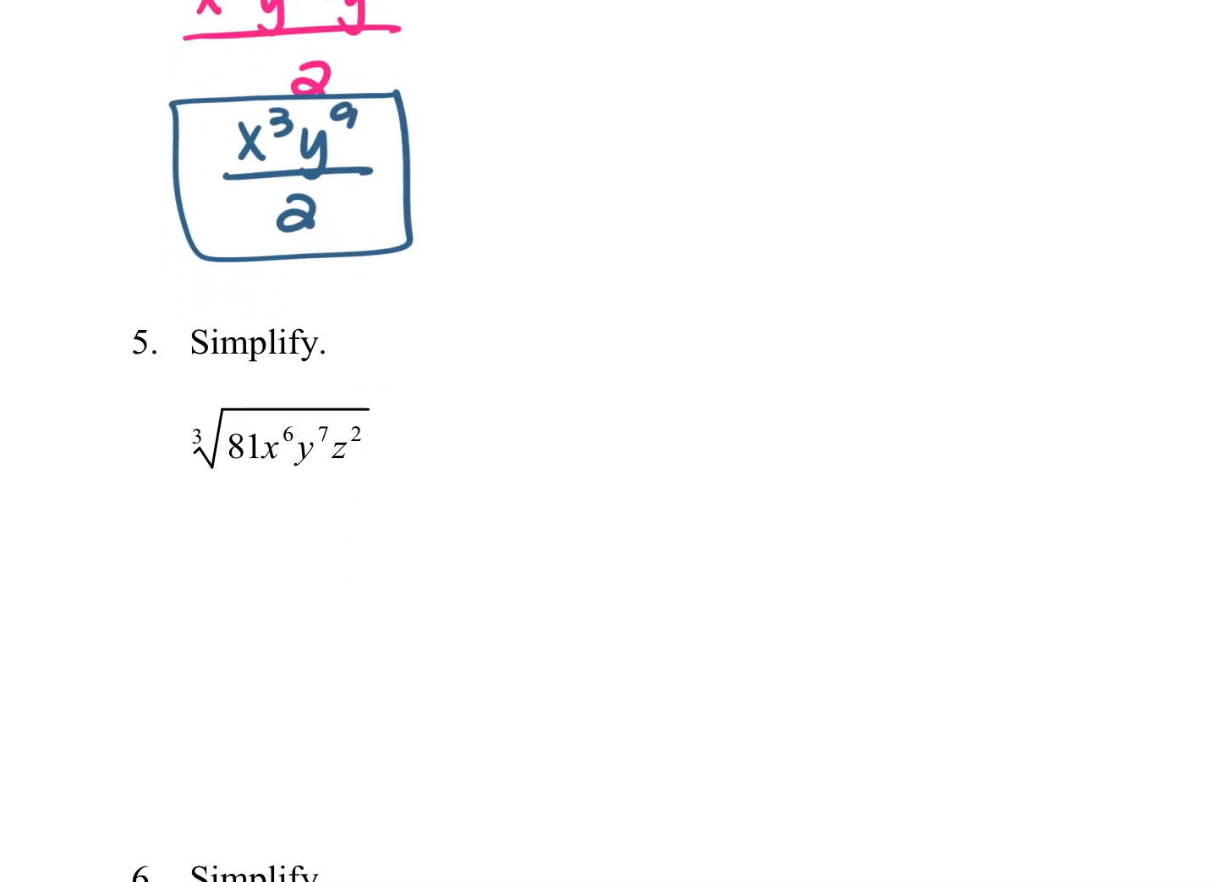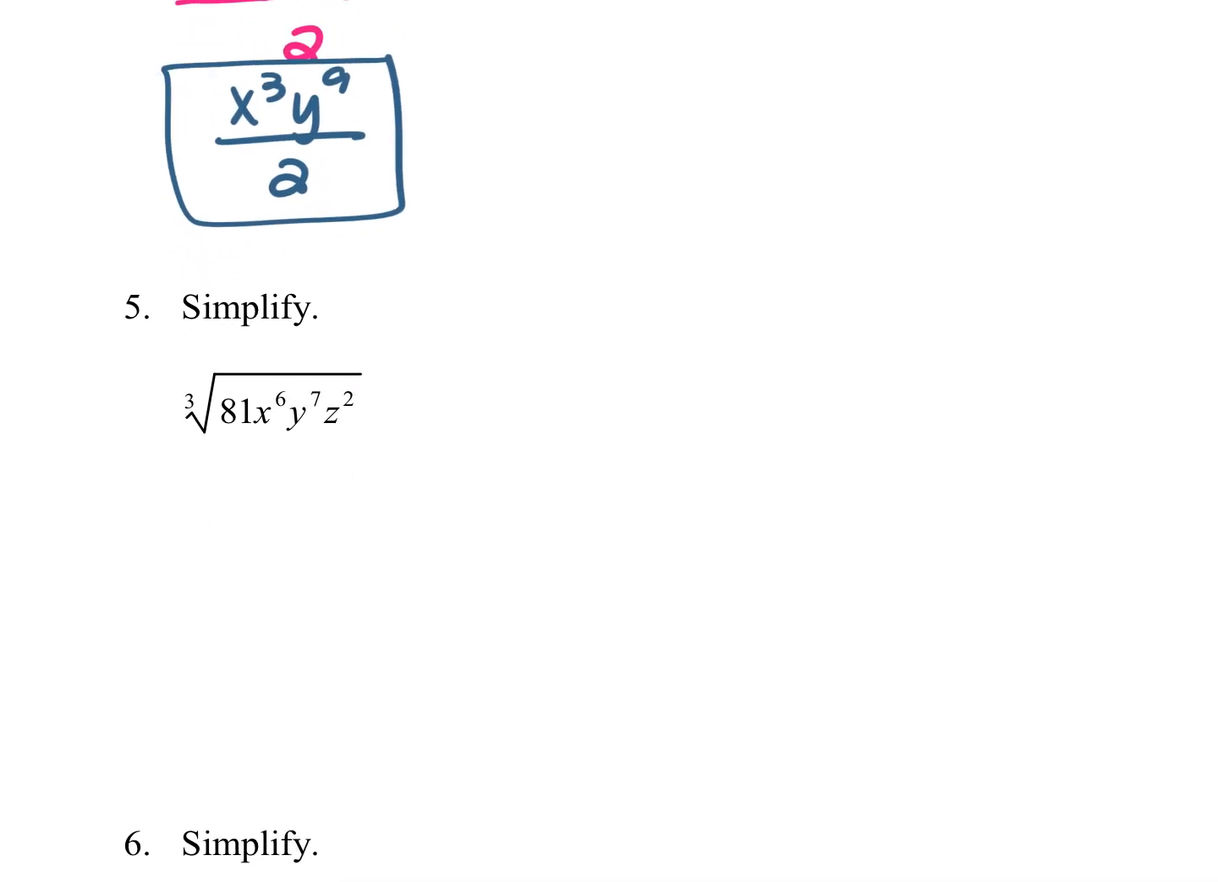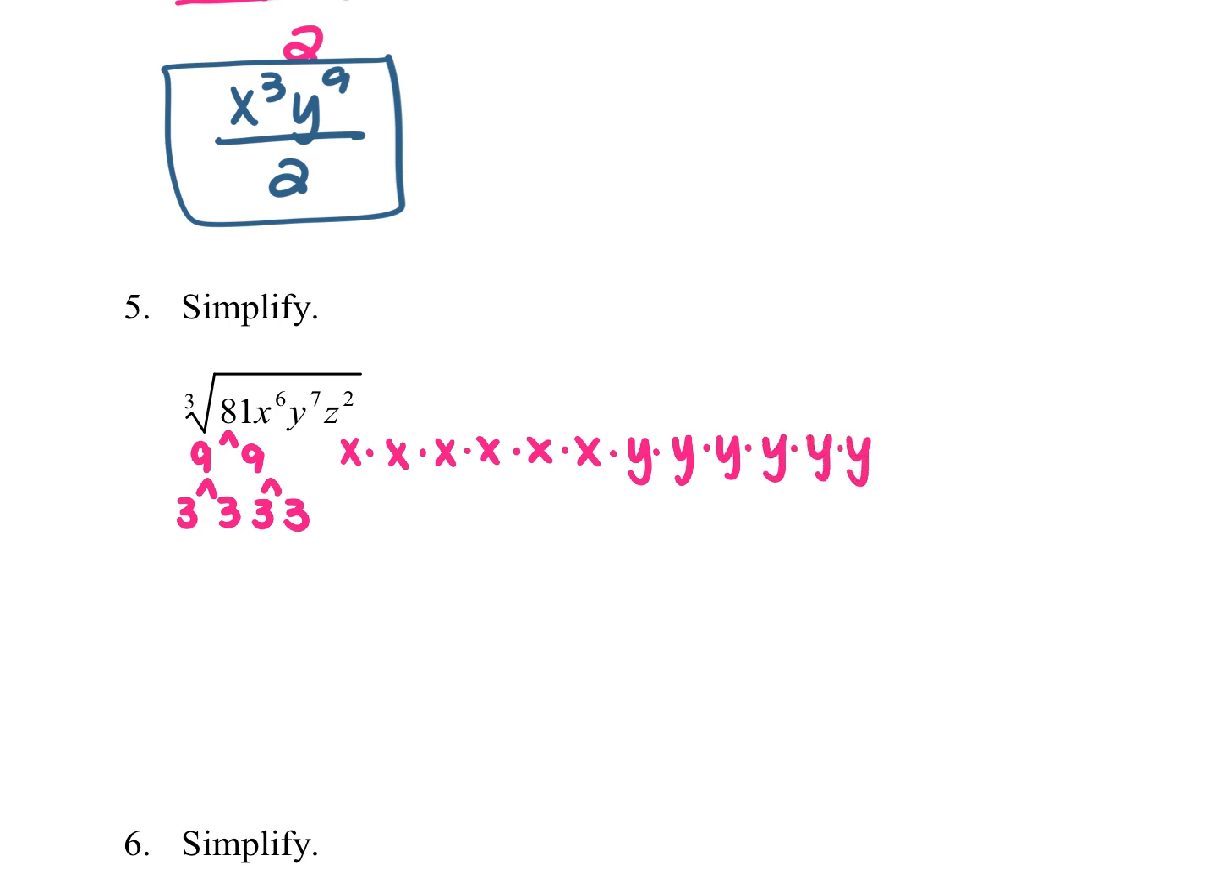For number 5, you have the cube root of 81x to the 6th power, y to the 7th power, z squared. That 81 is 9 times 9. 9 is 3 times 3. Your x is given to you 6 times: 1, 2, 3, 4, 5, 6. Y is their 7th: 1, 2, 3, 4, 5, 6, 7. And z is twice. So from here, we're going to group up sets of 3 since our index is 3.